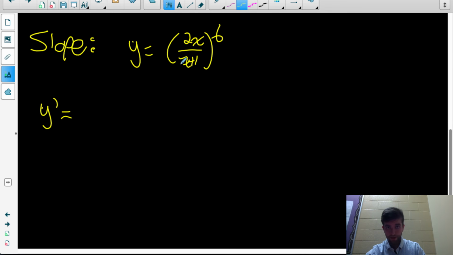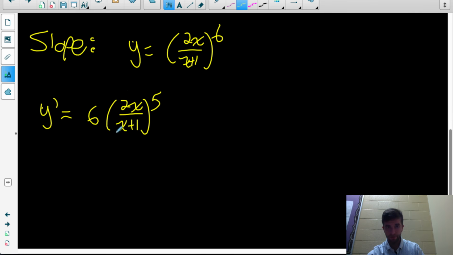it's a power where the base of the function is differentiable. So we should use our chain rule here by doing the derivative of the outside function with respect to the inside function. So keep the base of the power the same, but use your power rule. Reduce the exponent by 1. Now this needs to be multiplied by the derivative of the base of the power.